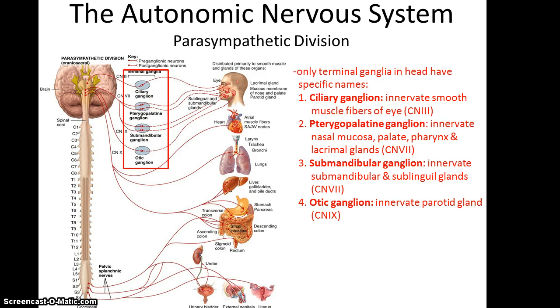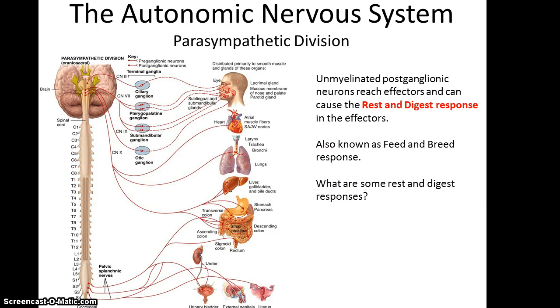So, there are only 4 terminal ganglia you need to know the names of, found in the head. You have the ciliary ganglion, which innervates the smooth muscle fibers of the eye. You have the pterygopalatine ganglion that innervates the nasal mucosa, palate, pharynx, and lacrimal glands. You have the submandibular ganglion, which leads to innervation of the submandibular and sublingual glands, and the otic ganglion, which will innervate the parotid gland.